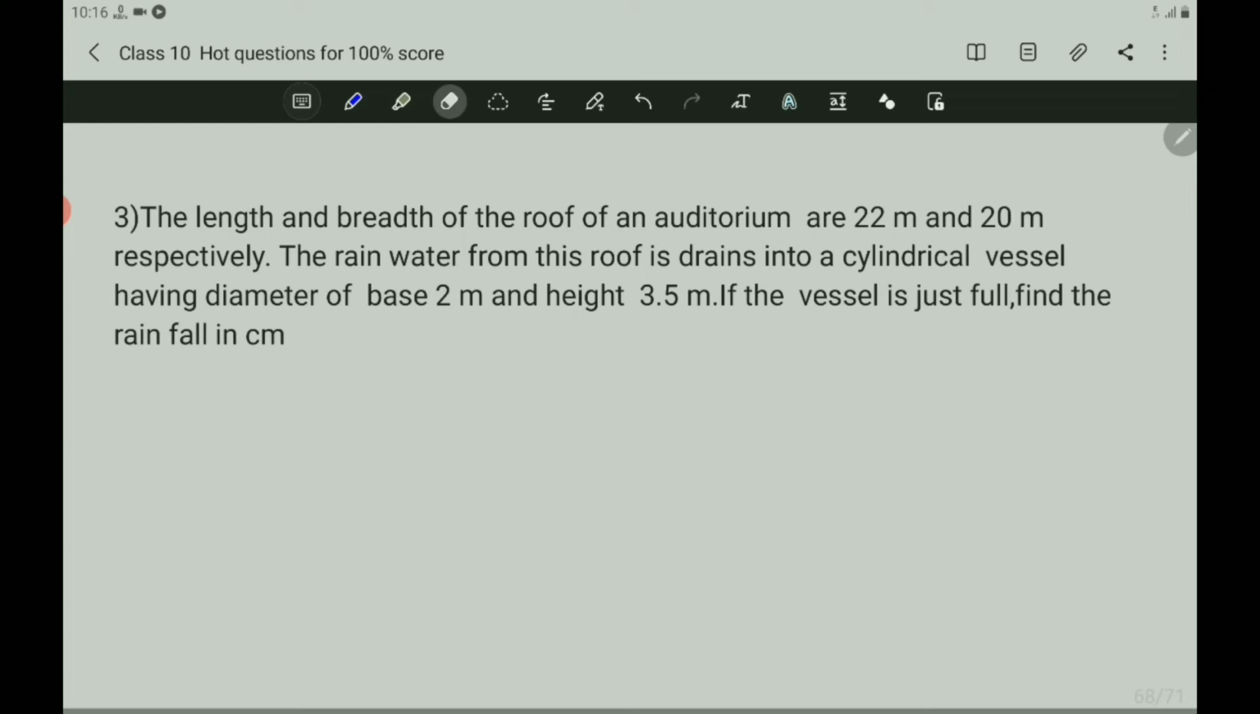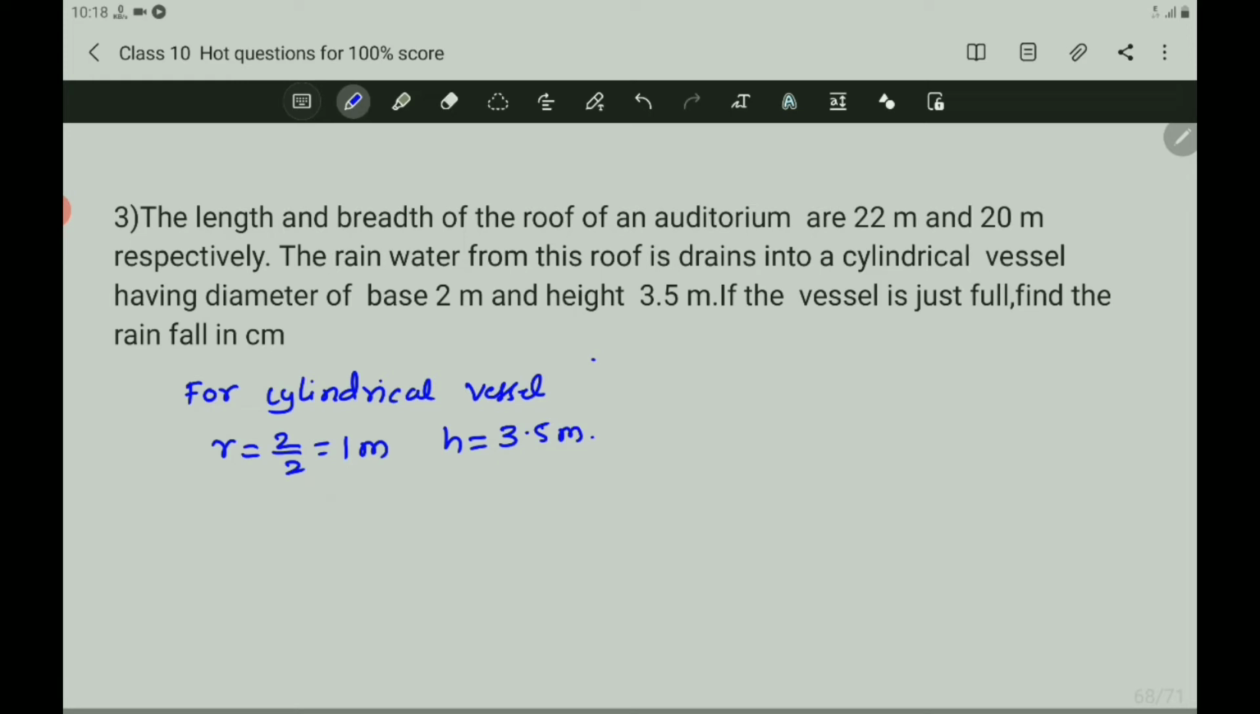So first you get the volume of the cylindrical vessel, that is the volume of the water collected in the cylindrical vessel, whose diameter is 2 meter and the height is 3.5 meter. Now let us write. For the cylindrical vessel, what is given here? Diameter is given. So we need radius. The radius is equal to 2 by 2, that equals 1 meter, and height is given. Height is how much? That is 3.5 meter.